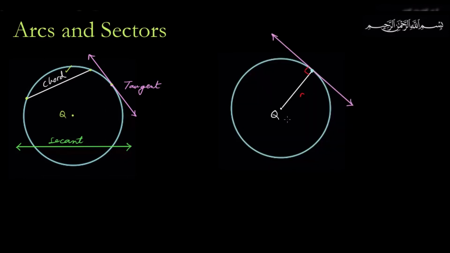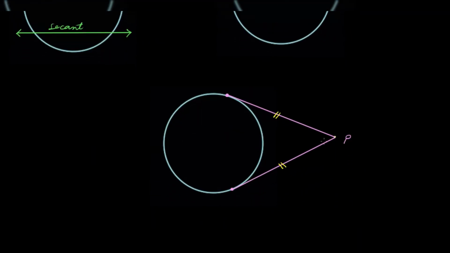A radius has two endpoints. One endpoint, of course, is the center, and the other endpoint is the point that is on the circle. So if a radius were drawn from the center of the circle to the point of tangency, this radius would be perpendicular to the tangent, or the tangent would be perpendicular to the radius whose one endpoint is the point of tangency.